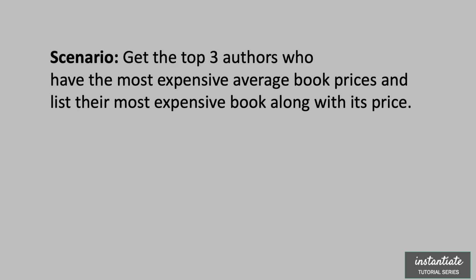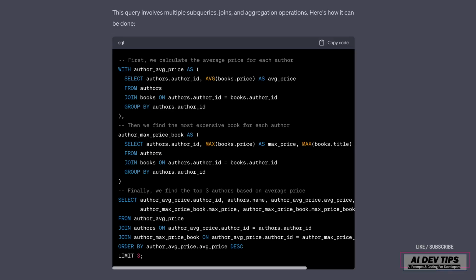Okay, so now let's try to get the top 3 authors who have the most expensive average book prices and list their most expensive book along with its price. Oh boy, take a look at this query. I don't think I would have been able to come up with this very quickly for sure, and probably would have taken a lot of wrong turns along the way. We calculate the average price for each author, go through a query with that, and then we find the most expensive book for each author, and then finally we find the top 3 authors based on average price.